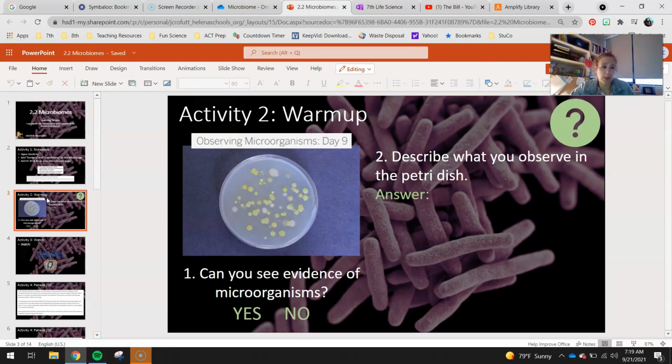Moving on to our warm-up, which is also part of your bell ringer. Last week you got a picture of a petri dish, and you were asked to see if there was any evidence of microorganisms growing on it. And then 9 days later, you have this picture here. So using your draw tool, circle yes or no. Can you see any evidence of microorganisms? This is going to be similar to what you will see, though yours will probably be a little denser in your plates, and it will be similar to what you see in lab as well.